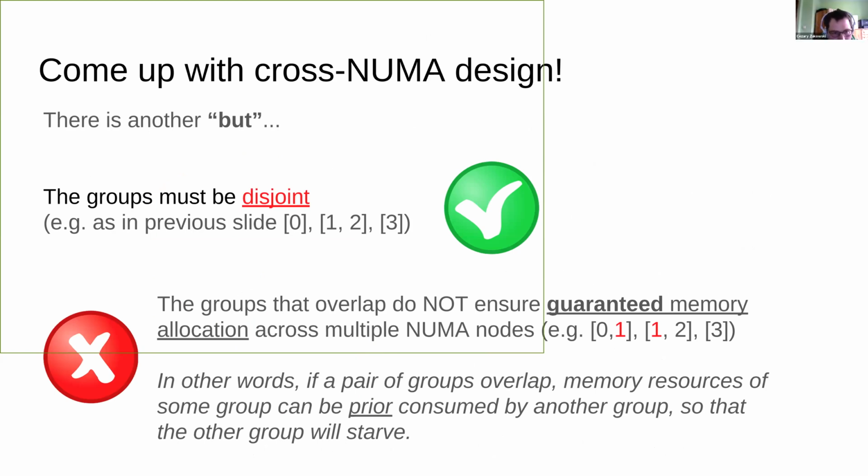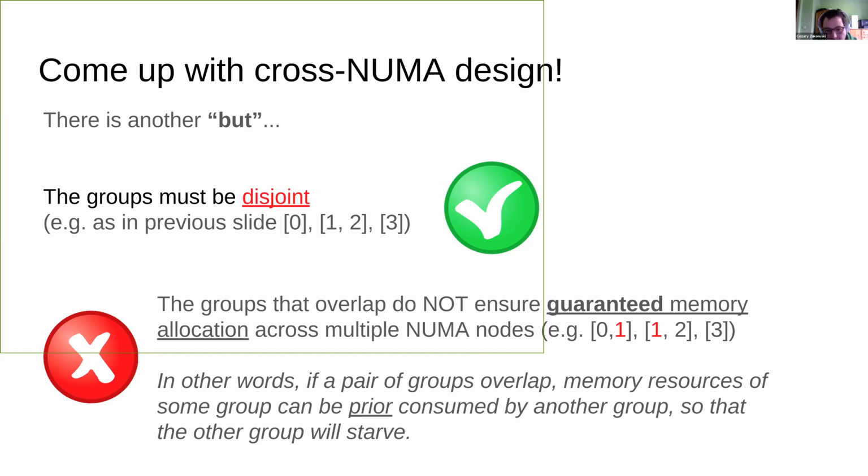Okay, so there is another but because the groups must be disjoint, because if the groups overlap, this will not ensure guaranteed memory allocation. And here's an explanation. If a pair of groups overlap, memory resources of some group can be consumed beforehand by another group, so that the other group will starve.